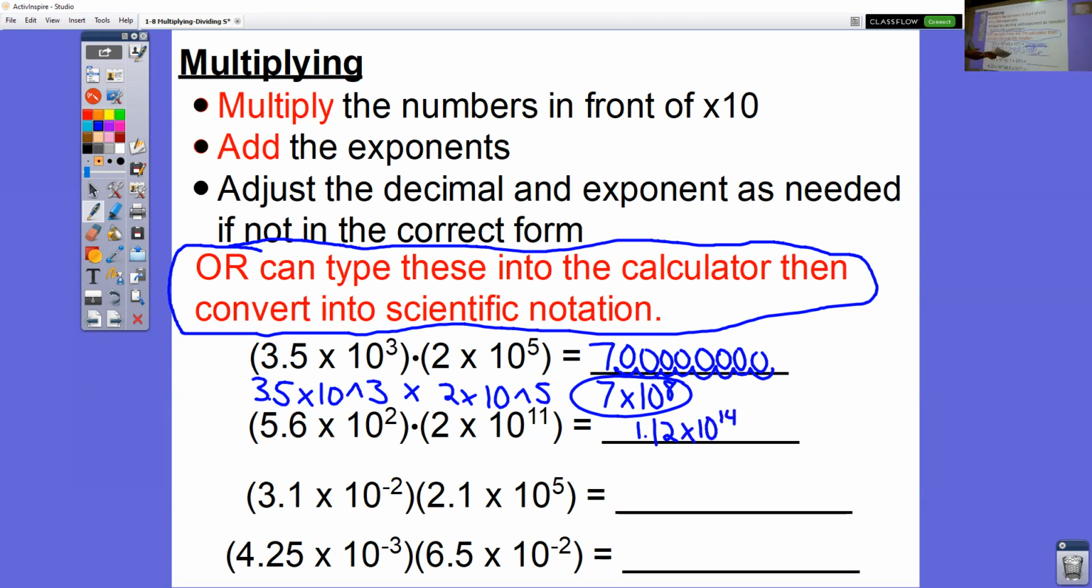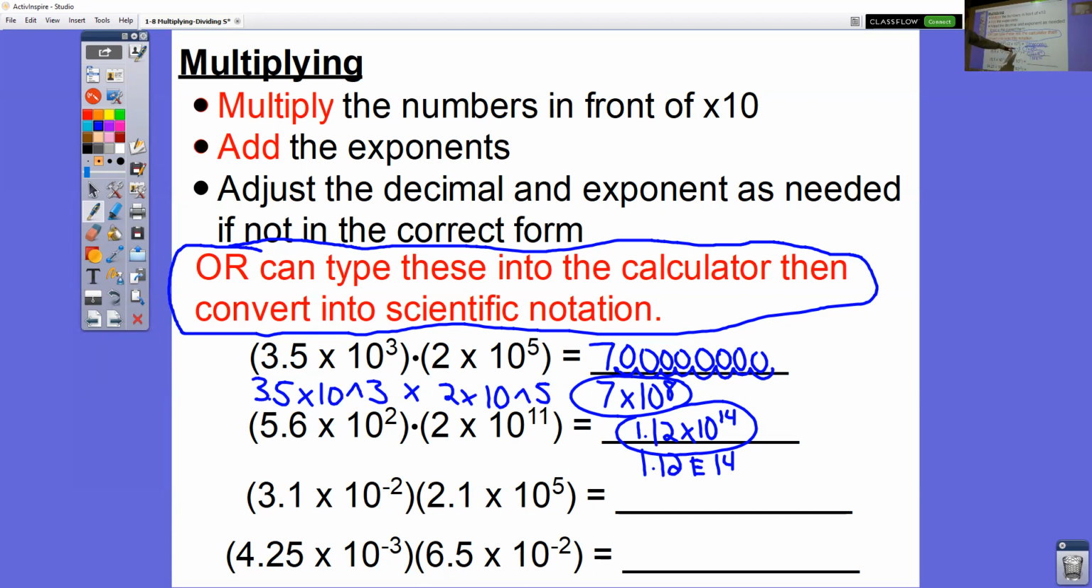The number is way too big to fit on the screen, so the calculator will automatically put it into scientific notation for you. Now, if you're using a different calculator, you might not see 1.12 times 10 to the 14th. You might see 1.12 E 14. That E and that times 10 mean the same thing, depending on what calculator you use.